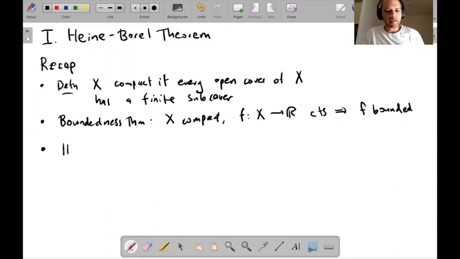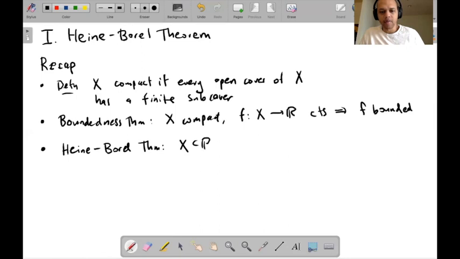Okay, and so the main topic for today is the Heine-Borel theorem, which gives a characterization for compact subsets of Rn. So compactness is something that's defined just for an arbitrary topological space, but the Heine-Borel theorem characterizes compact subsets of Euclidean space. And it says, you have X in Rn is compact if and only if X is closed and bounded.